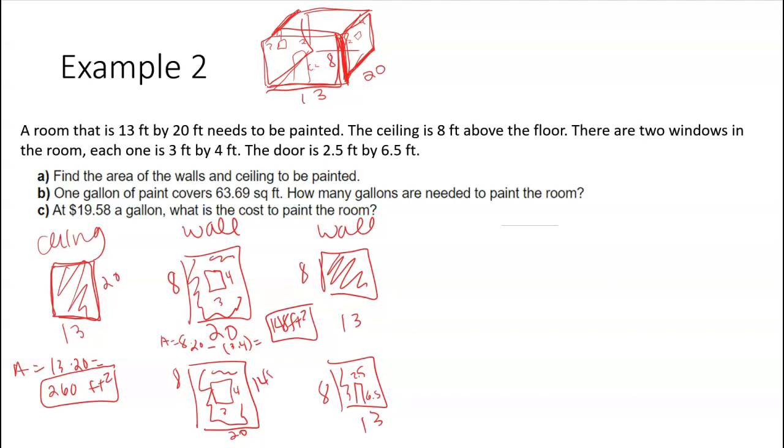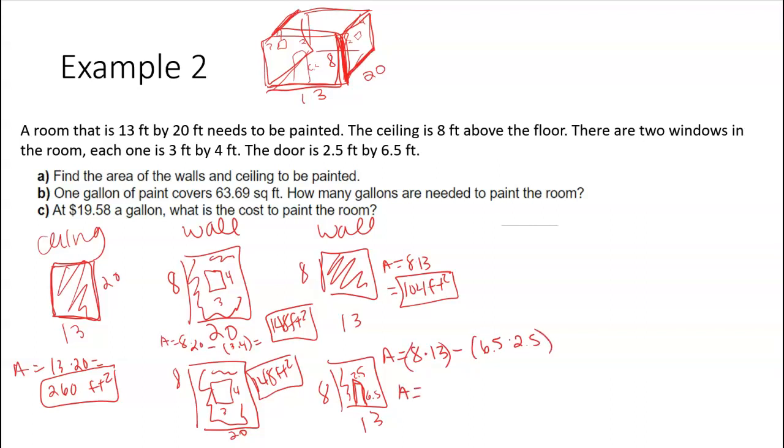And this is going to be the same. Now this area is just going to be 8 by 13. There's no walls or windows there, so that's going to be 104 square feet. And then here we've got 8 times 13, but we need to subtract that door, which is 6.5 times 2.5. And when we multiply that in our calculator, we get 87.75 square feet.